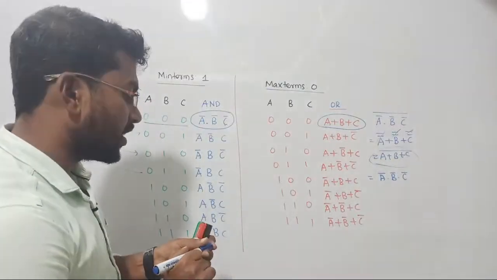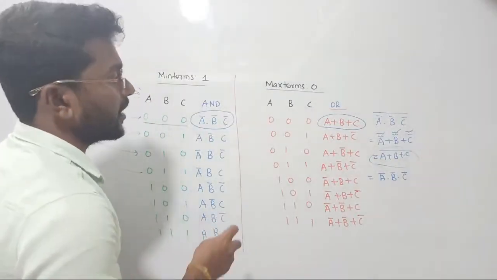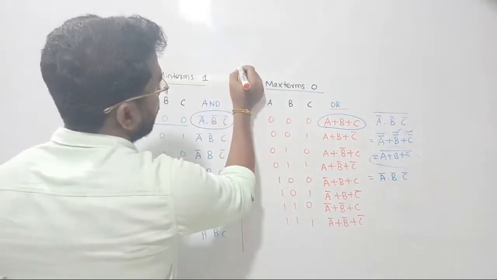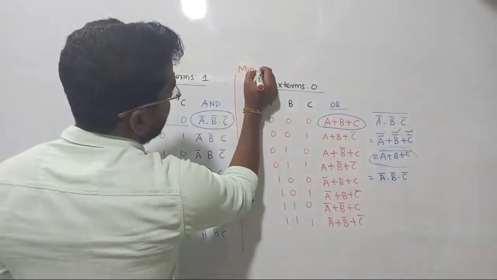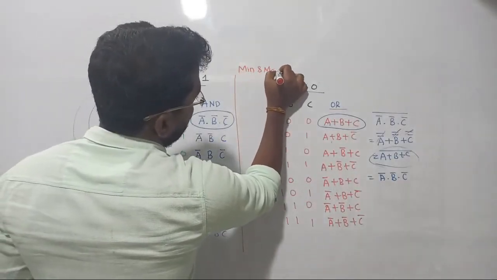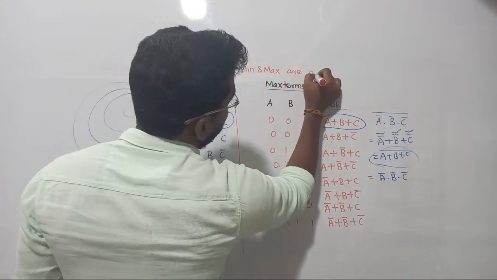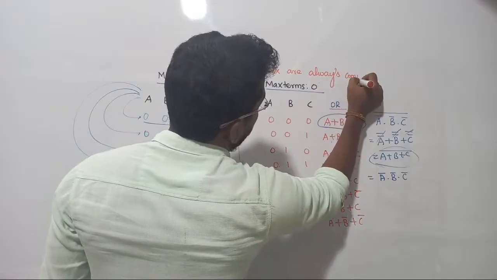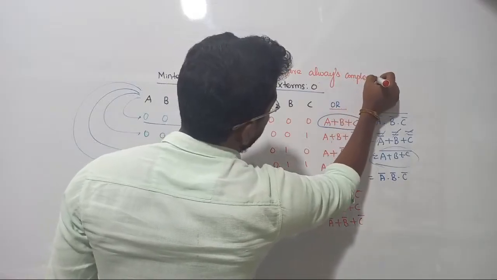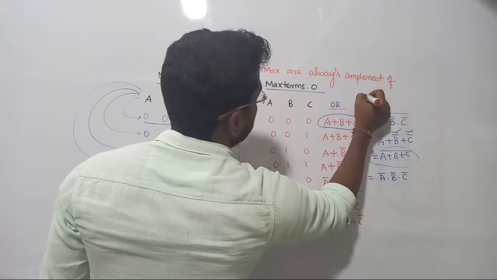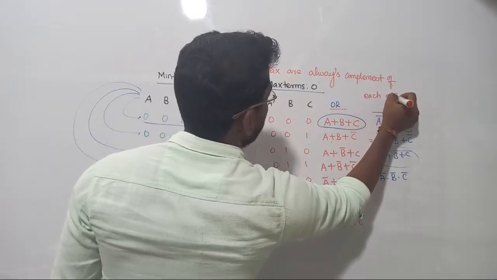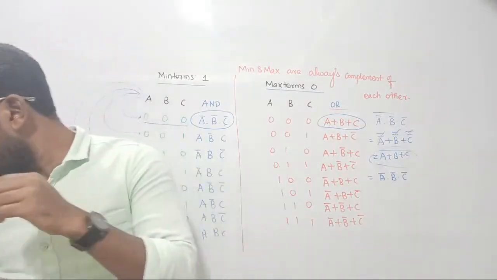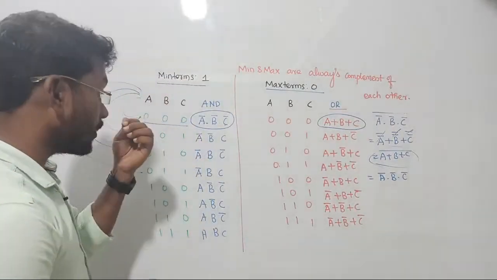So what is the conclusion here? The relation between min terms and max terms is that they are always complement of each other, right? So min term and max term are always complement of each other. Just you can make a note. That's all. That is the conclusion or relation that we are getting between min terms and max terms, right?